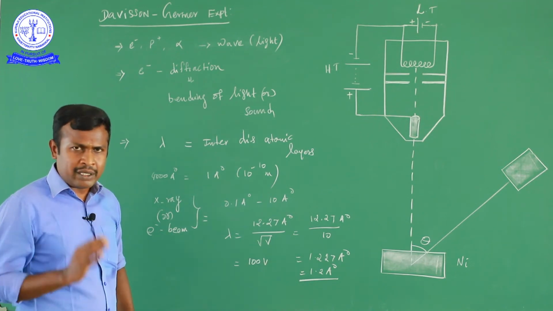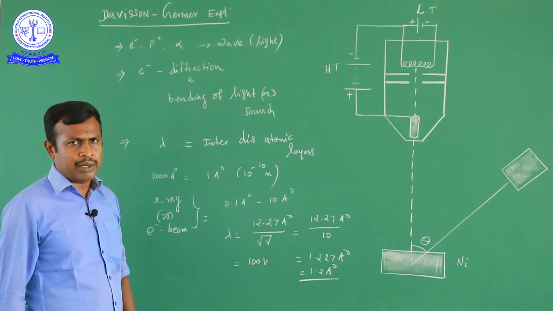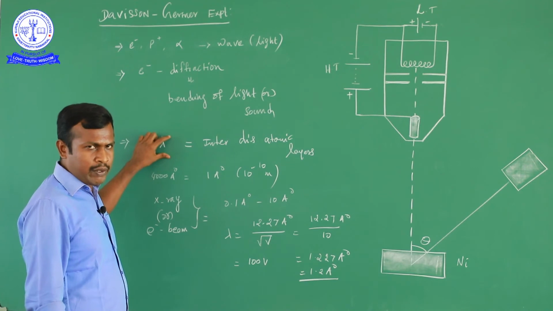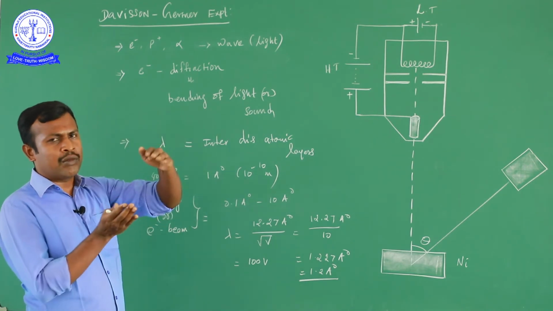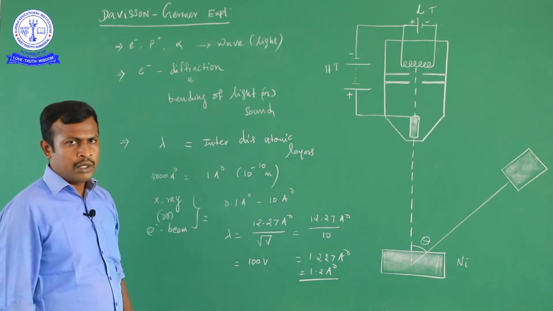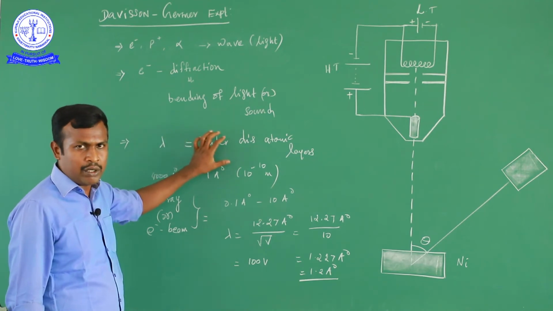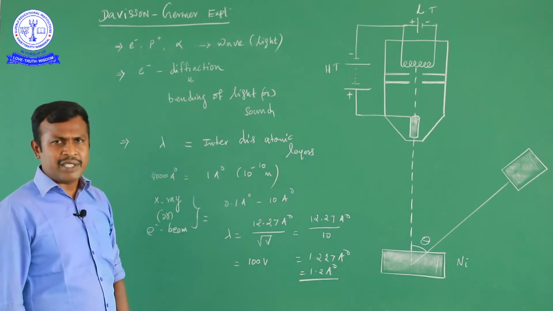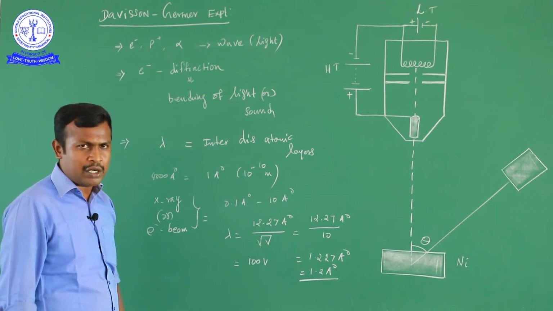Suppose we want to obtain diffraction, the necessary condition is that the wavelength of the light we use and the distance between two atoms in the crystal should be equal. So the wavelength of light which is exactly equal to the distance between the two atoms in the crystal is what we are going to select.